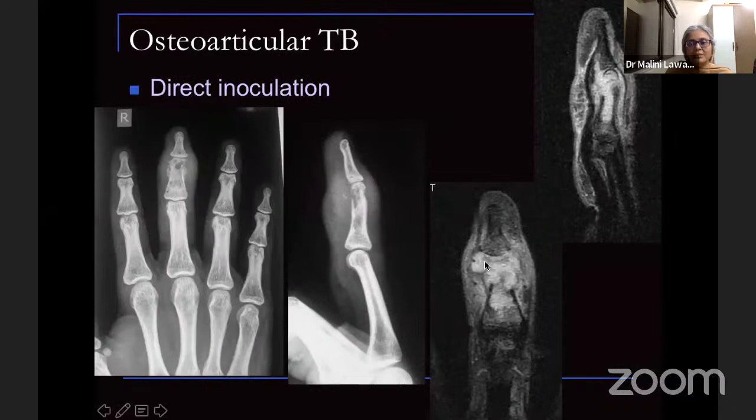Yeah, again, if you look at this, this is not like clear fluid. There is debris within it, material within it. So that is infected.